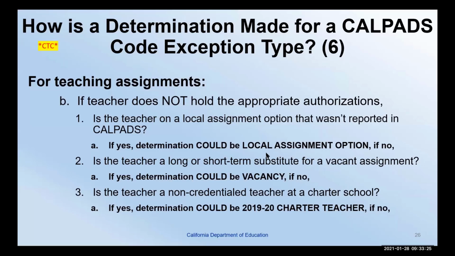All right, but what if the teacher does not hold the appropriate authorization? Well, there's a bunch of things that could make this an appropriate assignment instead. One is if the teacher is on a local assignment option that wasn't reported in CalPADS. If they were, you could determine it as a local assignment option, but we have another caveat here, and that caveat is that board authorization, if it's required for the local assignment option, must be in place on census date. Otherwise, if it's afterwards, it's a corrected misassignment. And another one is, is the teacher a long or short-term substitute in a vacant assignment? If they are, the determination is probably a vacancy.